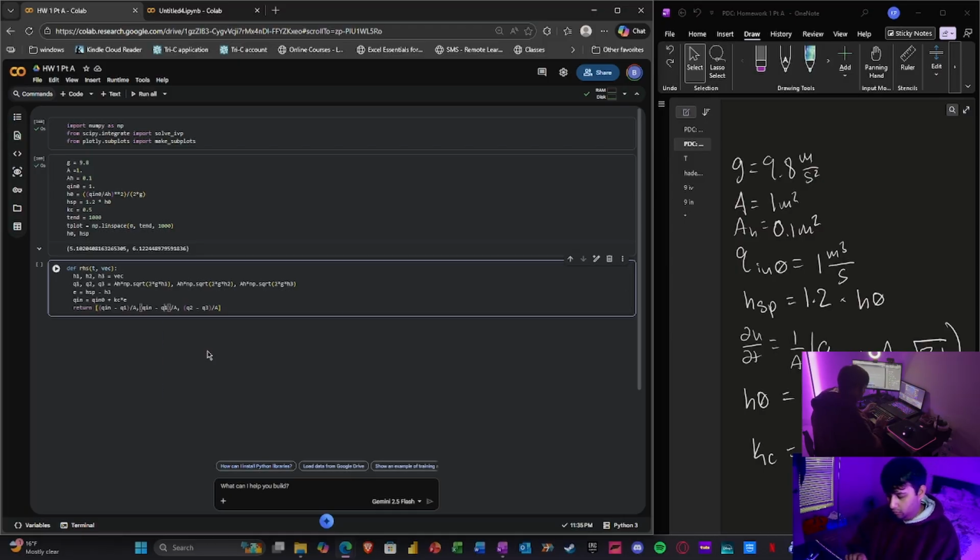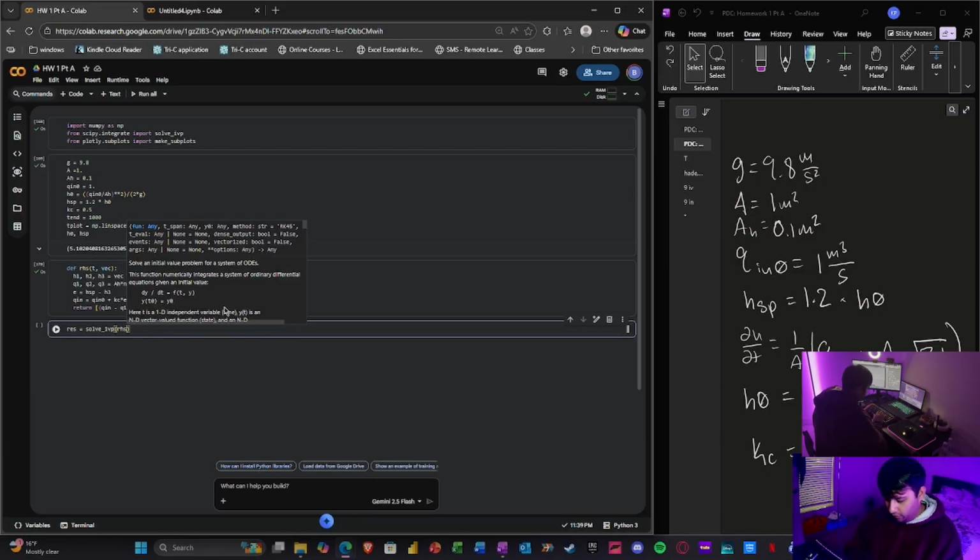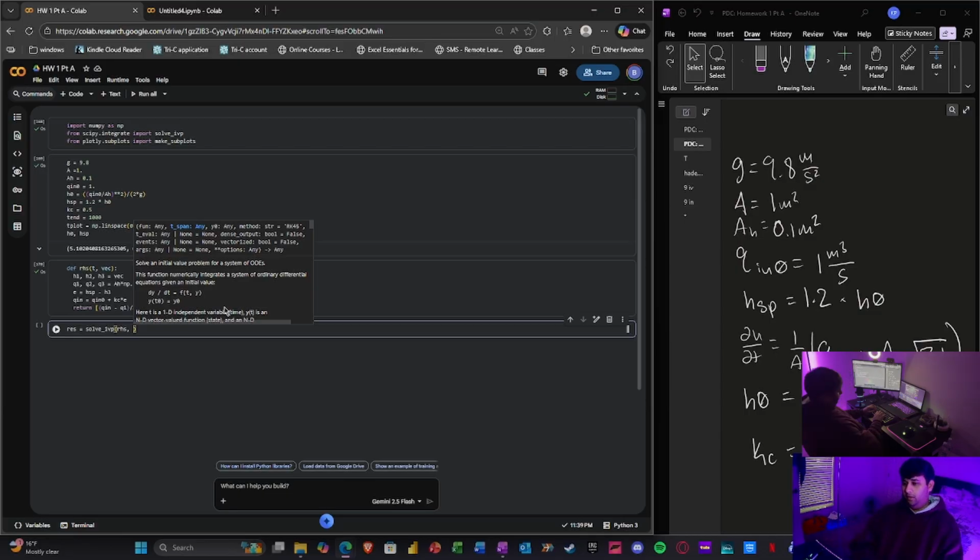Oh, wrong one. It's 2. This is 1. Okay, and let's just shift enter. Nothing's wrong, so it's a good sign. And then from here, we're going to set our results equals solve_ivp, which is the initial value problem. We're going to state our parameters.